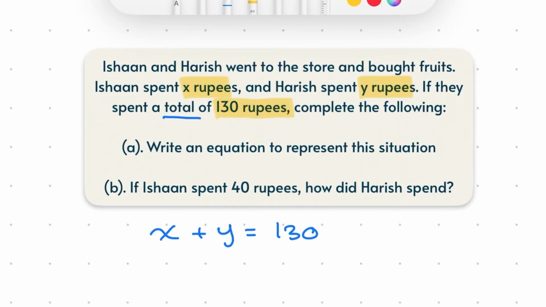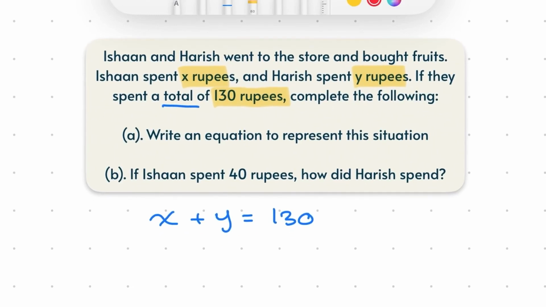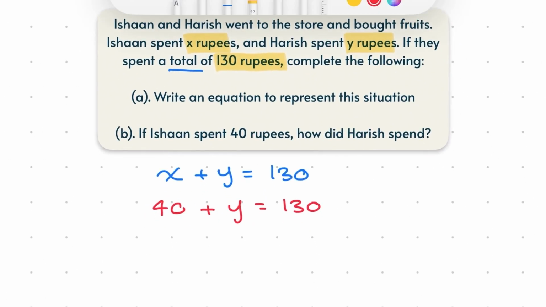Part B states if Ishan spent 40 rupees, how much did Harish spend? Remember that Ishan is the same as X in this problem. So basically, we are given the value of X, which is 40. All I need to do is plug this in to my equation and solve for Y, because Y represents Harish. So by subtracting 40 from both sides, we see that Harish spent 90 rupees.